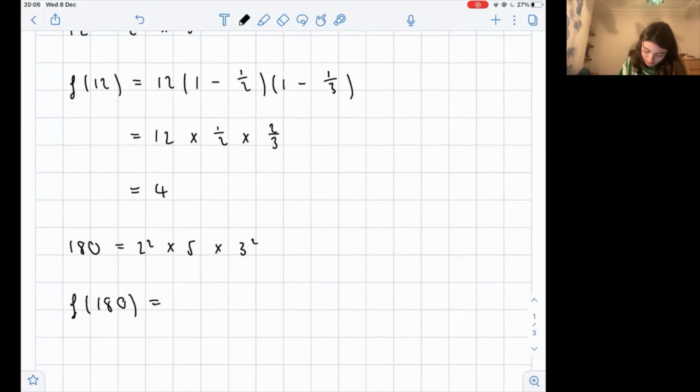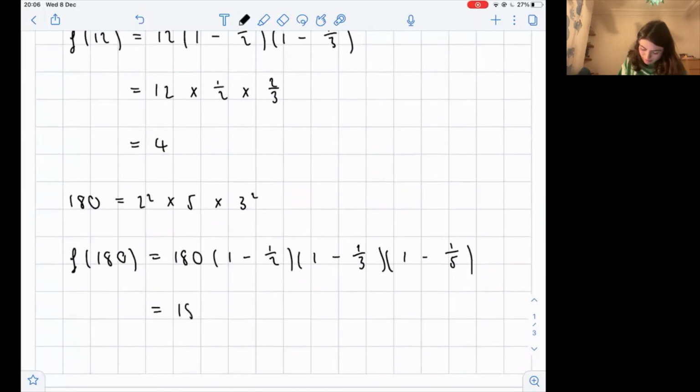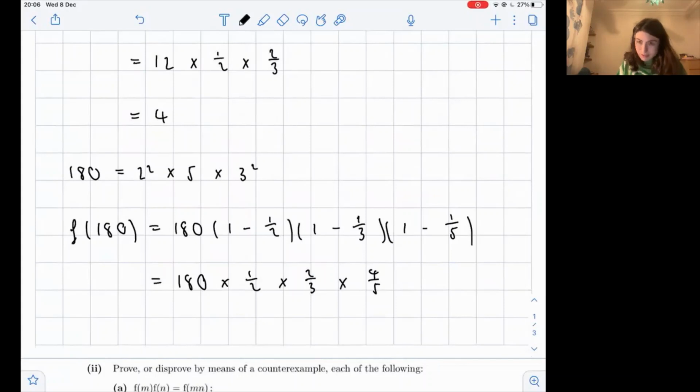So we have 180 times (1 minus a half) times (1 minus a third) times (1 minus a fifth). That equals 180 times a half times 2/3 times 4/5. So that's 15, 12 times 4, which is 48, I think.